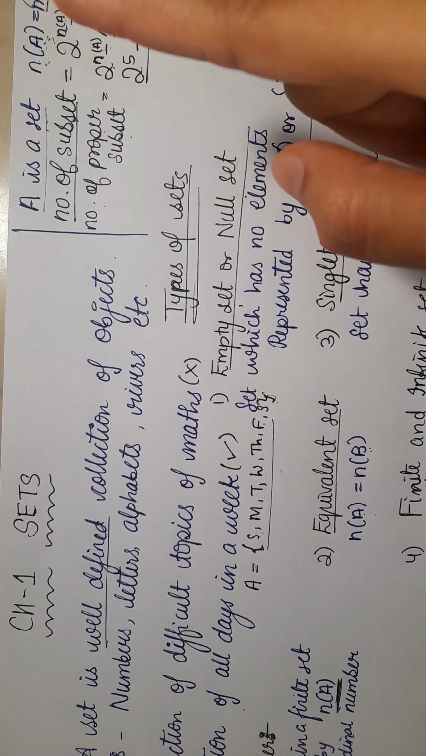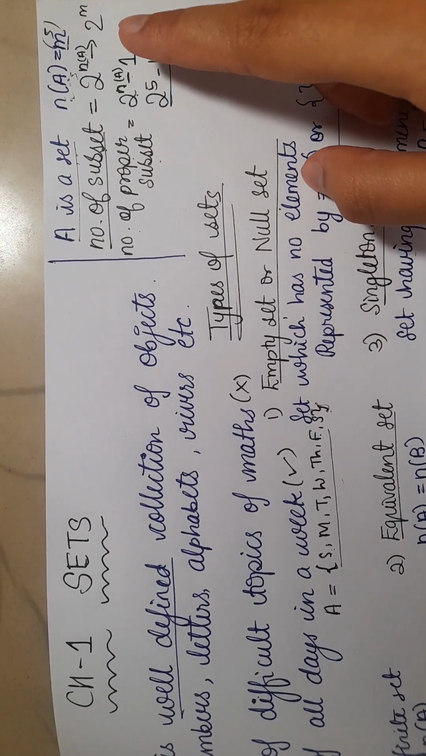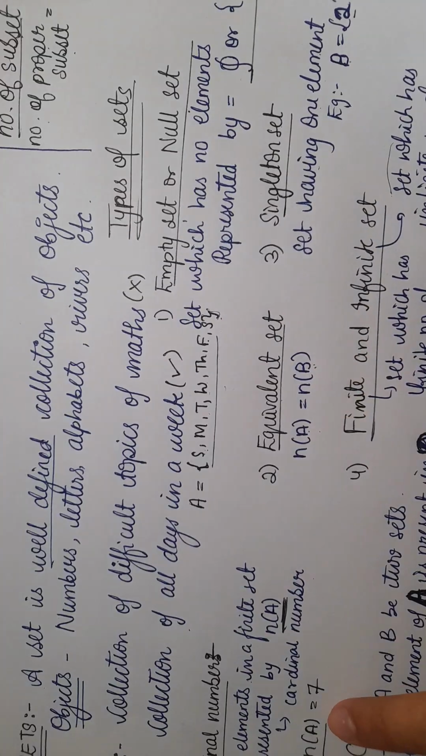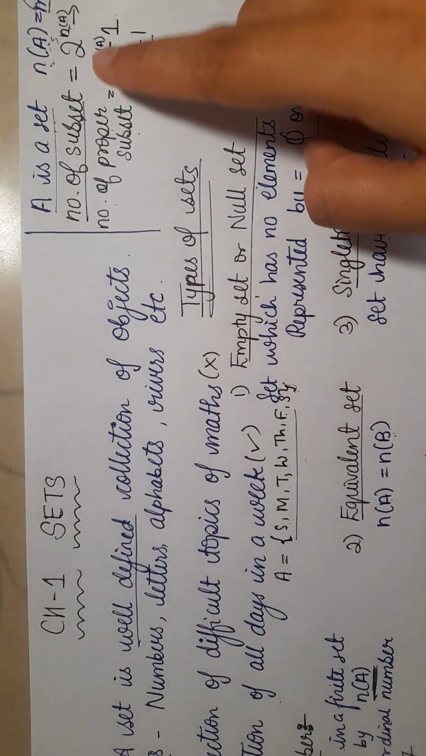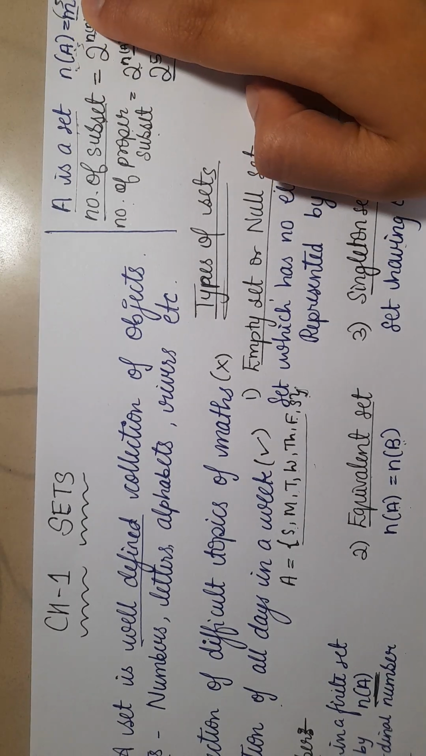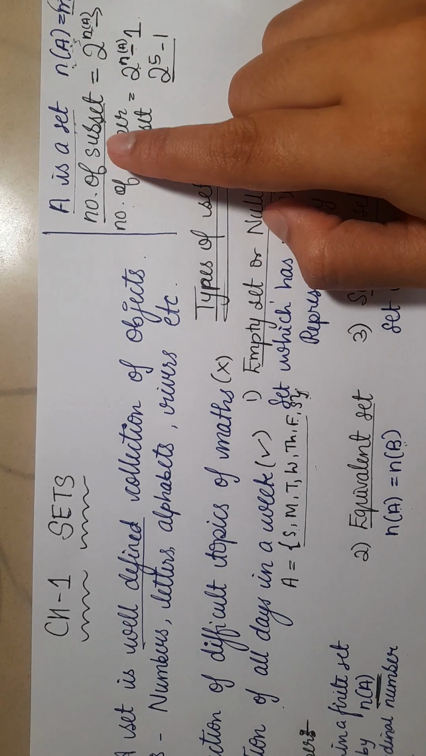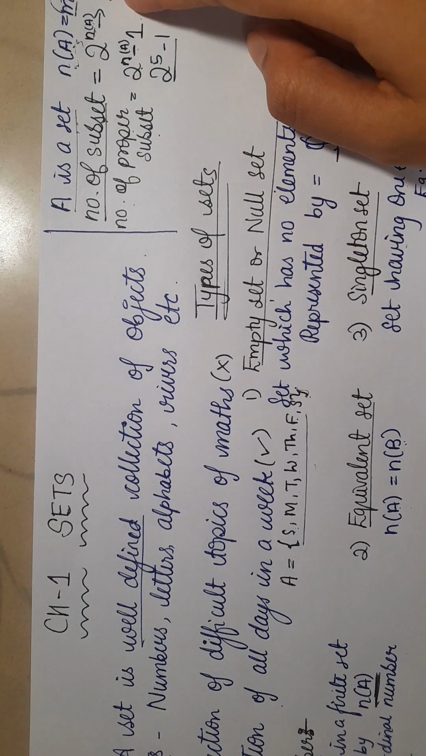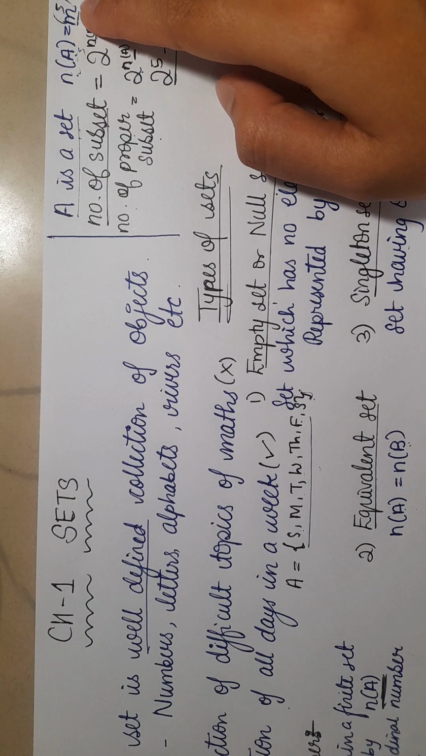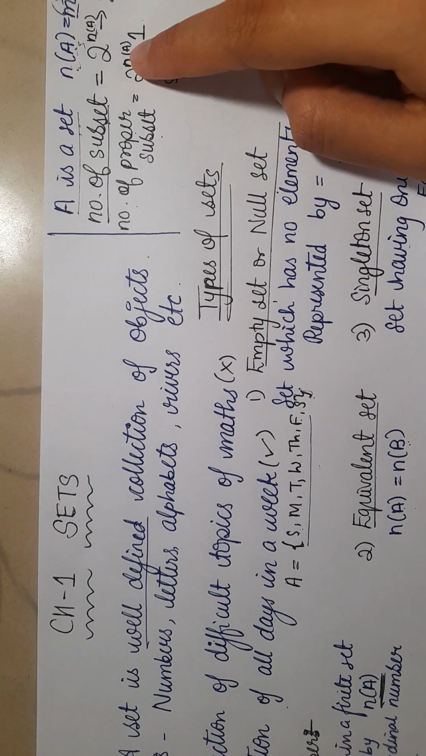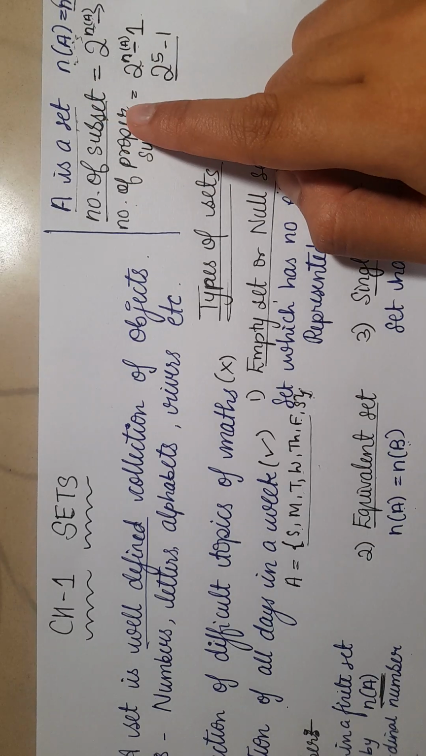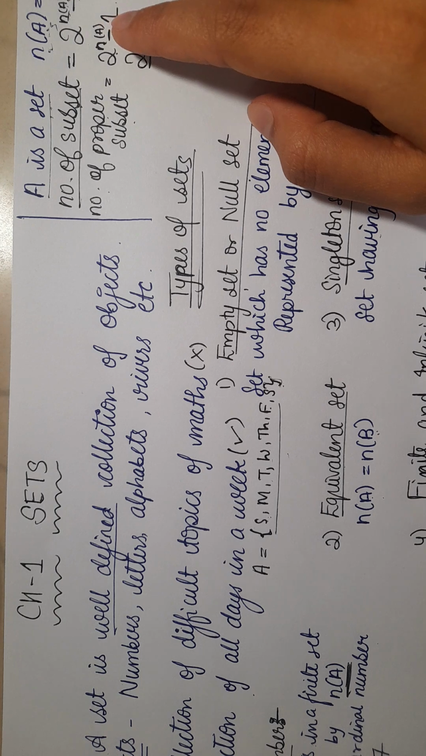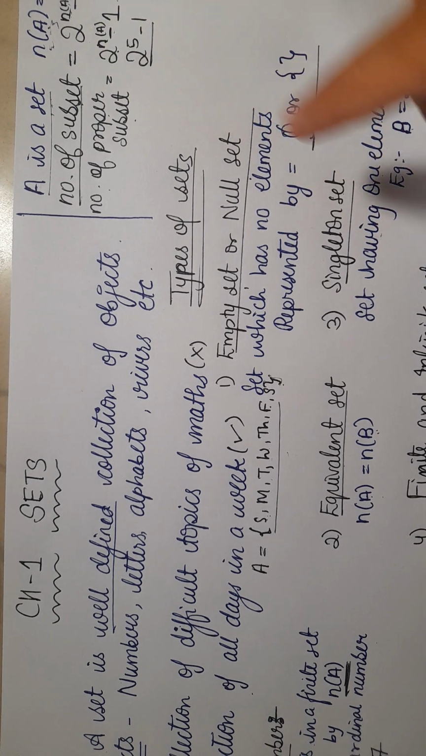Now, if A is a set, then the number of subsets is represented as follows. अगर हमारे पास एक set है, we had already told you that the number of elements is represented by this. If we take the number of elements as m, then the number of subsets is represented by 2 to the power of the number of elements. Suppose I take the number of elements as 5, then 2 to the power of 5 is the number of subsets. To find the number of proper subsets, it is 2 to the power of the number of elements minus 1. That is 2 to the power of 5 minus 1.